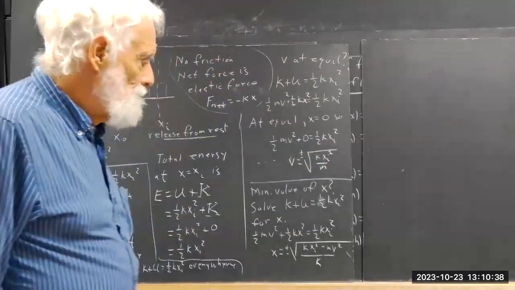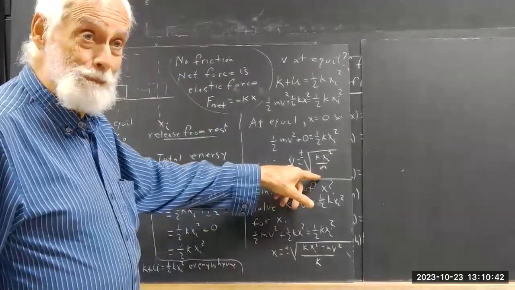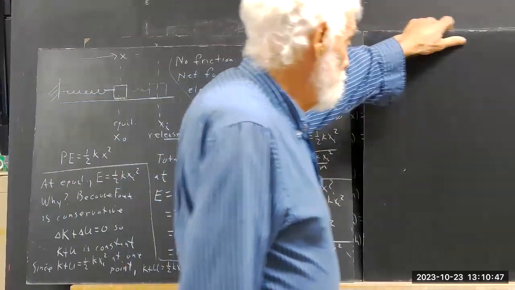Or if you solve this for when this is negative, you find that V is bigger than this. That'd be your solution. Just do the algebra. Simple algebra 2.